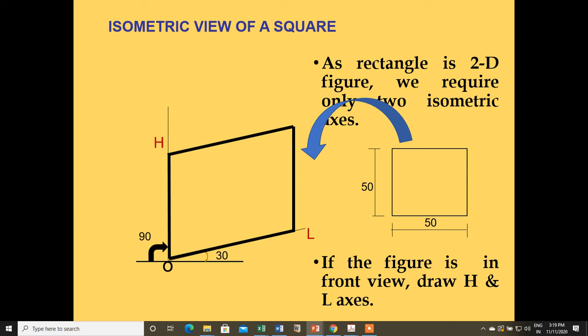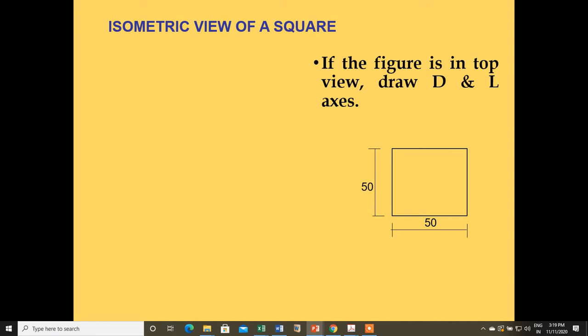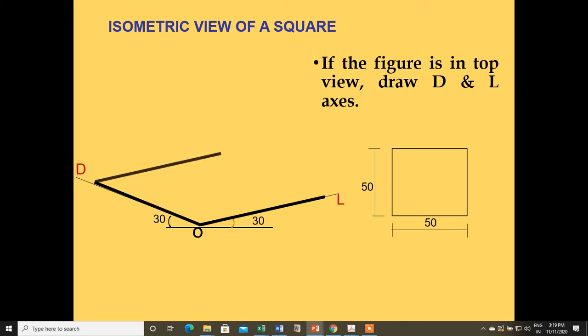Now if it is in top view, then definitely the length and depth axes are to be considered. From the origin at an angle of 30 degrees, on either side we draw two axes, the length and depth axes, and then along these two axes we draw two lines which measure 50 mm. By just drawing lines parallel to the length and depth axes, we get the required rhombus in top view. I hope you understood how to draw a square in top view.